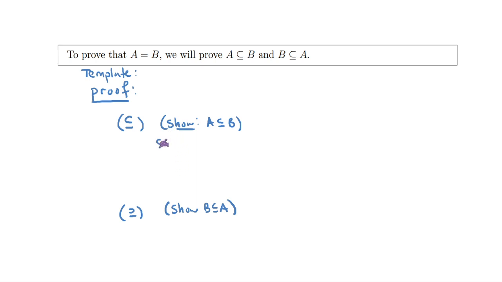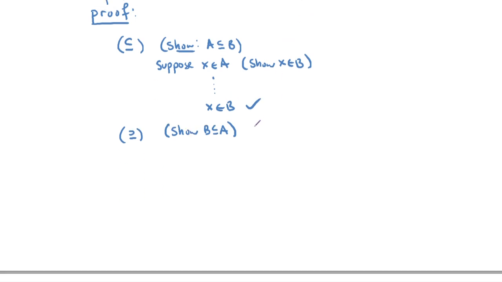So you would say, suppose X is in A, and then you would show X is an element of B. So you do a bit of work here, you get X is in B, and then you would have one part of this. To go the other way, you would do the exact same idea. You would suppose you have an element of B, and then you want to show that element belongs to A. So you do a little bit of work here, X is in B and A. And now that we've done both of these, we'll be able to say that these two sets are equal.